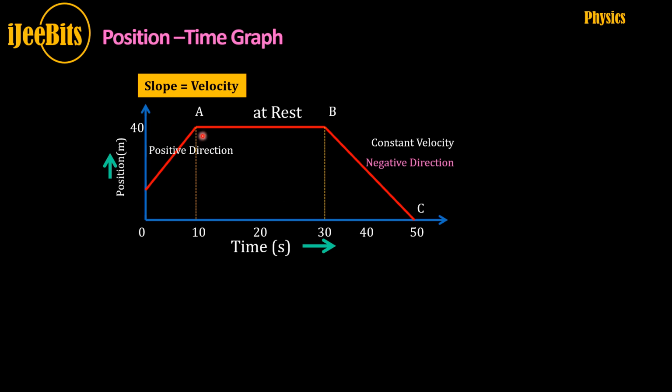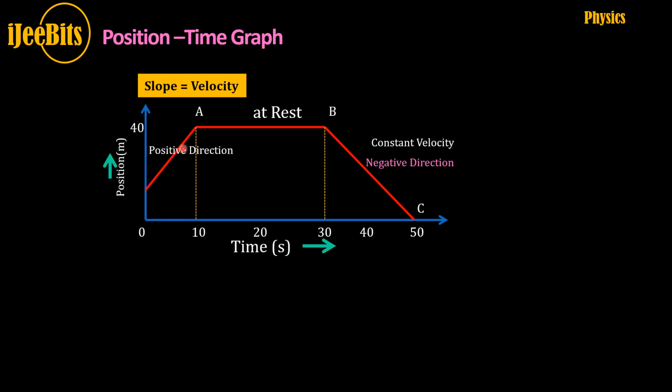Okay, and then A to B is a flat line. It means the object is at rest within this interval, whatever it may be, 30 minus 10, 20 seconds. The object is at rest in this interval. So from B to C, again coming down with constant velocity, but the slopes being constant doesn't mean that the value of this slope is the same, right?